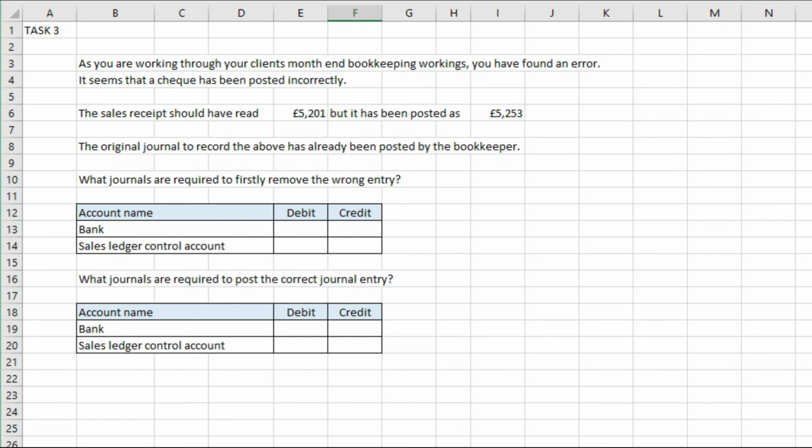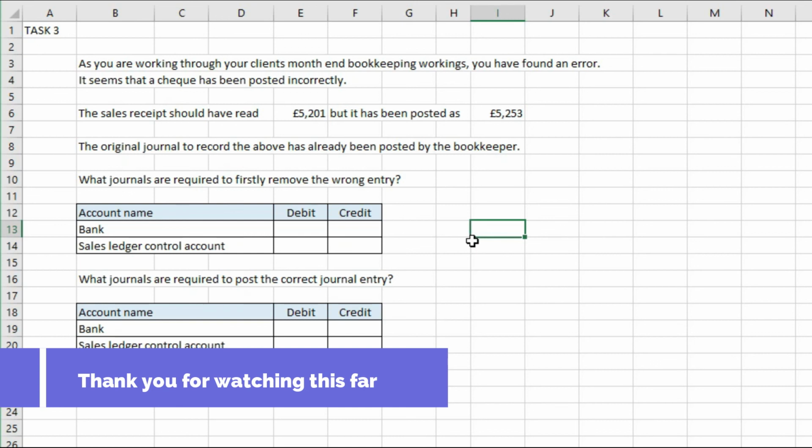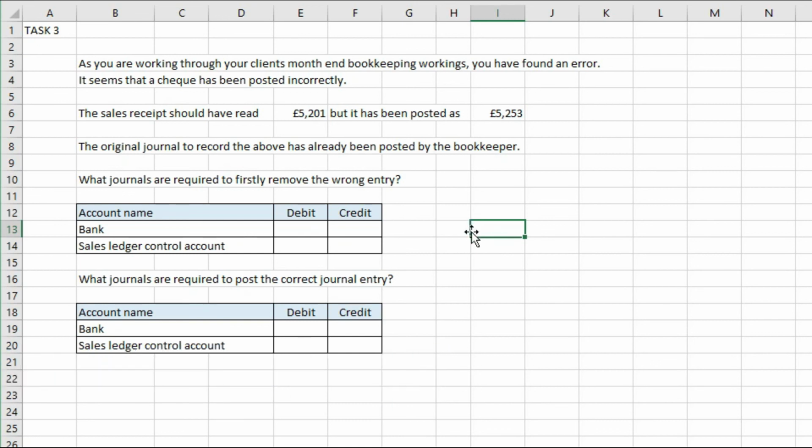So what we need to do first is just remove that wrong entry. If I was posting this initially, I would be debiting my bank and crediting my sales ledger control account to reduce the amount of debt that's owed by customers in my sales ledger control account, and to also record the receipt from that customer. So what they have done again is to debit it. So they've actually debited 5253.